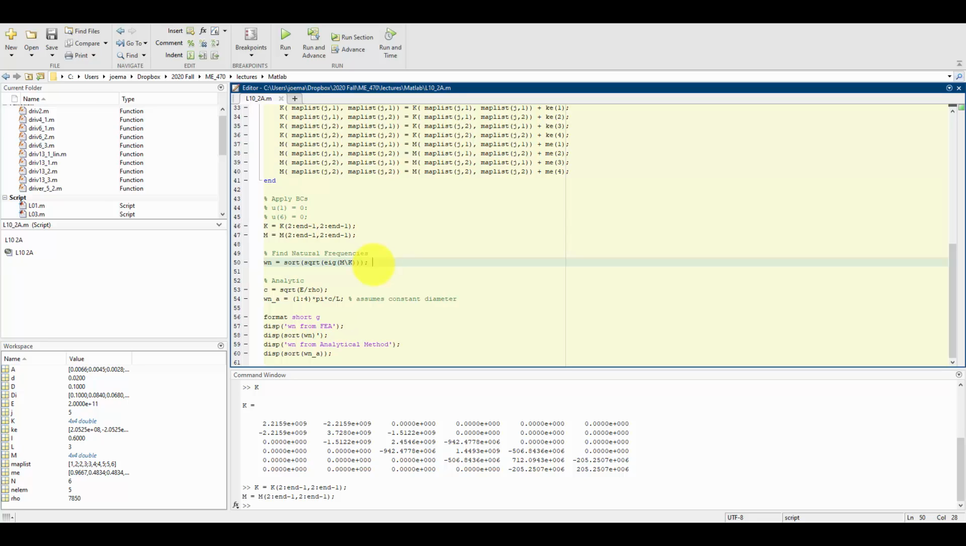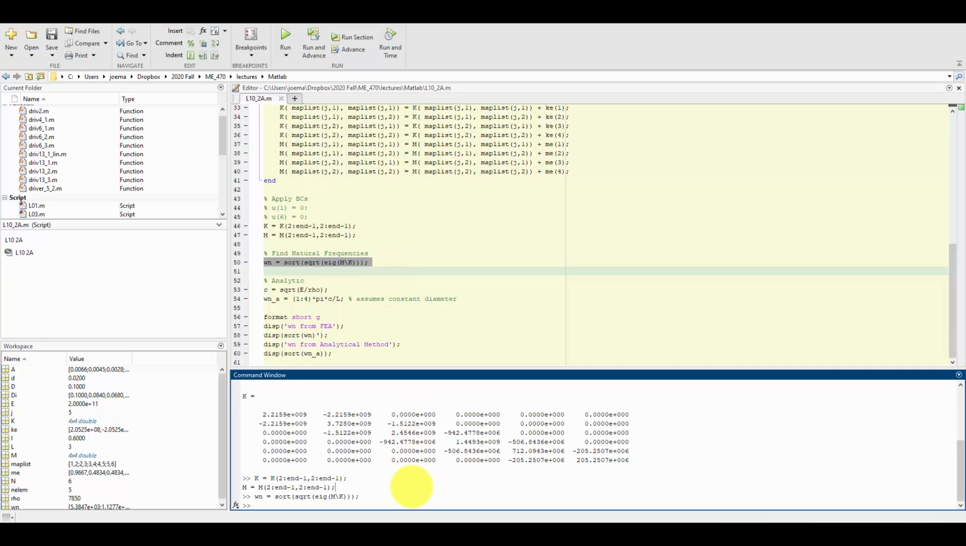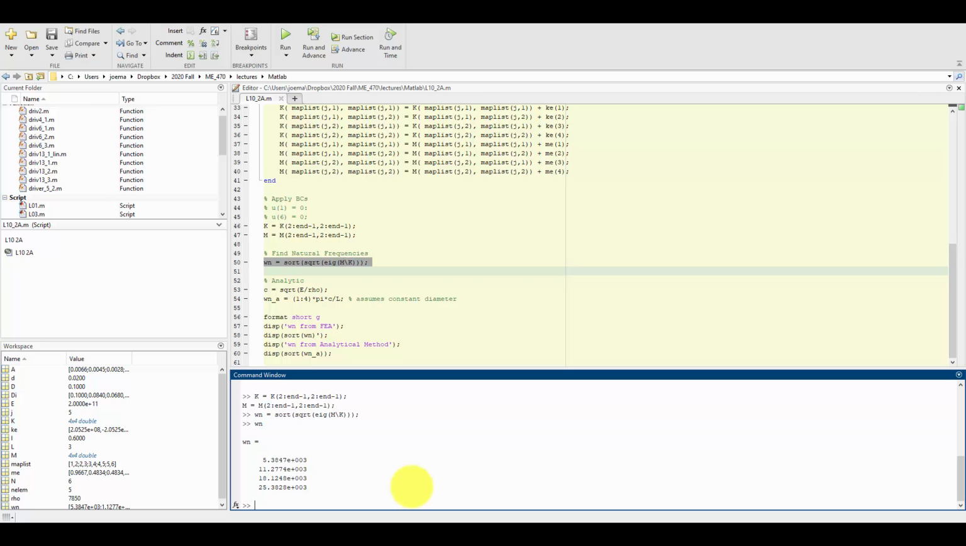So next step, I'm going to take the eigenvalues of M inverse K, take the square roots, so that's my natural frequencies, and as always with these problems, I need to sort them. So running that, these are the 4 natural frequencies I get with the 5-element FEA code. So the lowest natural frequency is about 5385 radians per second, and then the highest one, 25,400 radians per second about.